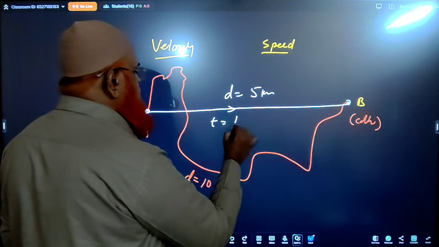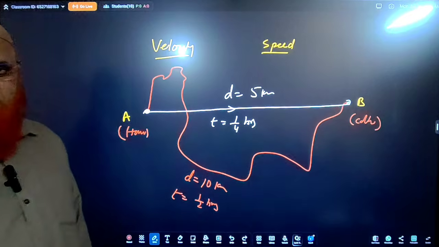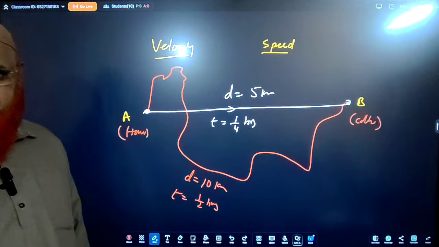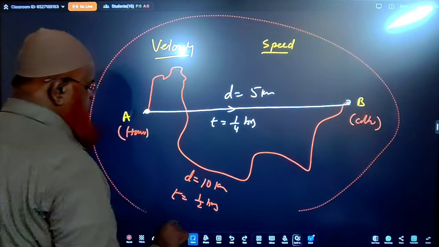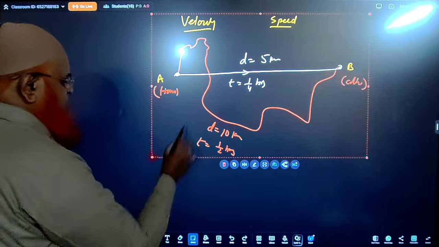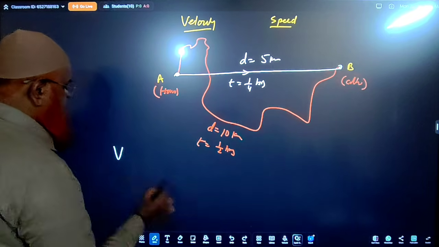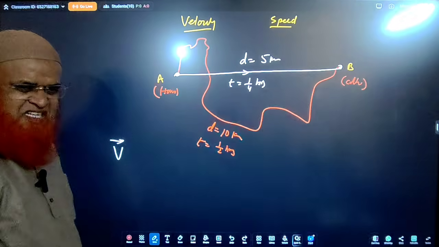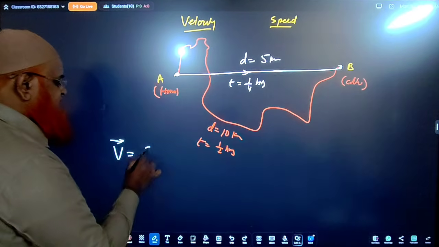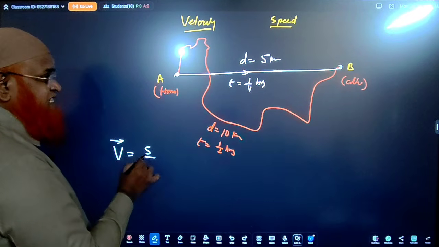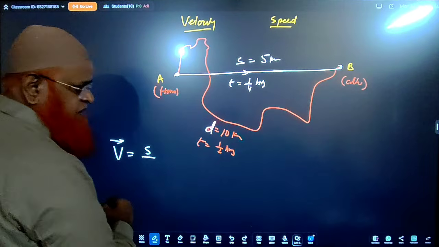And you have taken just 1/4 of an hour, 15 minutes, let us imagine. With this explanation, you are getting a clear idea about what is velocity. Velocity is given by letter V, but there is one arrow because it's a vector. It has magnitude and direction. So velocity is nothing but displacement by time. The displacement is given by S; distance is always given by letter D.